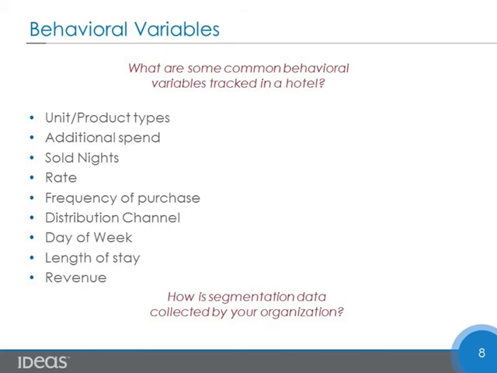And then, at hotel level, once we have segmentation data, what information are we looking for? We're basically looking at behavioral variables. For example, what product type they buy, what room type they buy. Is there any additional spending by this customer? How many room nights do they purchase? What is the price they pay? How often do they buy your product? Which channel or source do they buy from? What is the day of week pattern? Which day do they check in, which day do they check out? What is the length of stay? And what is the total revenue or total spending at your hotel?